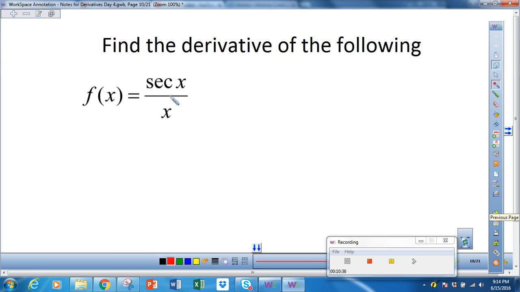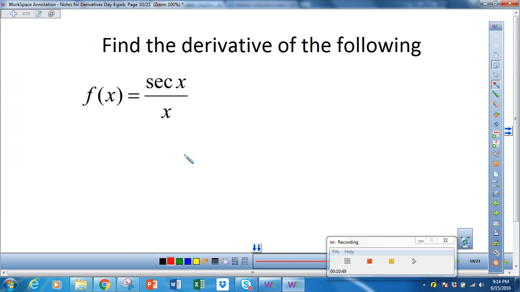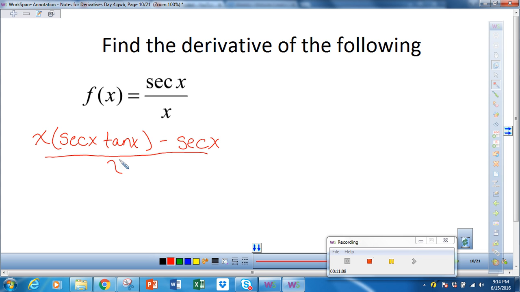Okay. Alrighty. So again, we're going to use the quotient rule, and we're going to memorize the functions that we just learned. So the derivative of secant x is secant x tan x. So we have low times the derivative of the high, minus high times the derivative of the low, so the derivative of x is 1, all over x squared. And yeah, we could probably factor some things out.